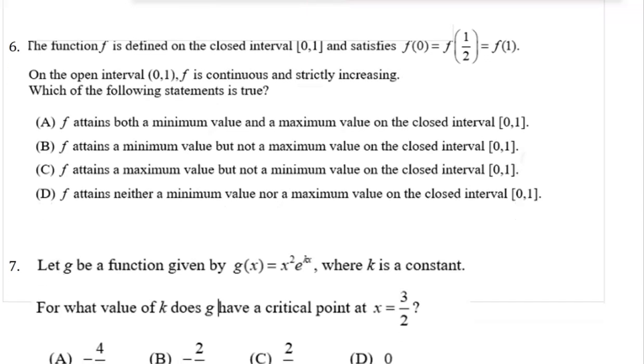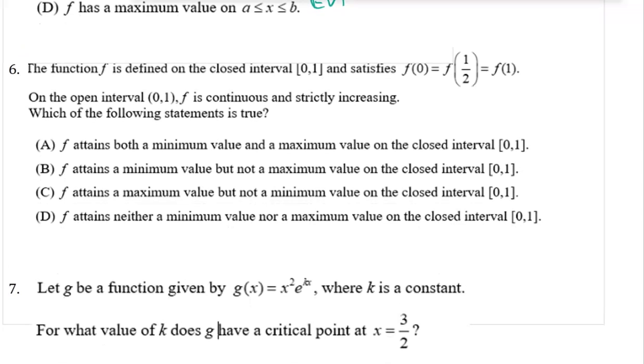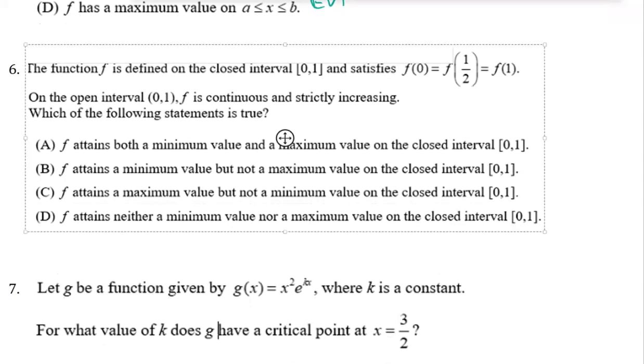Okay, and then another multiple choice here. So f is defined on the closed interval from 0 to 1 and satisfies f of 0 equals f of 1/2 equals f of 1. On the open interval 0 to 1, f is continuous and strictly increasing. Which of the following statements is true? If you have not tried this one yet, try it. Pause the video, try it. Hopefully you're trying all of these before you're watching the video, but give it a try first. This one's a little bit tricky.